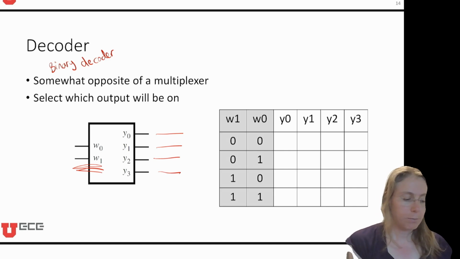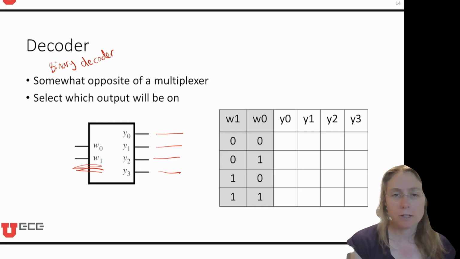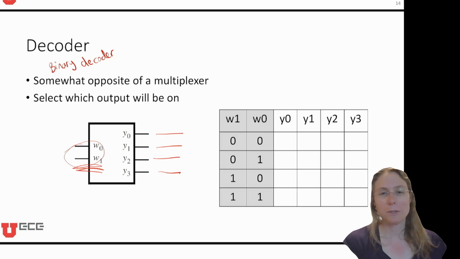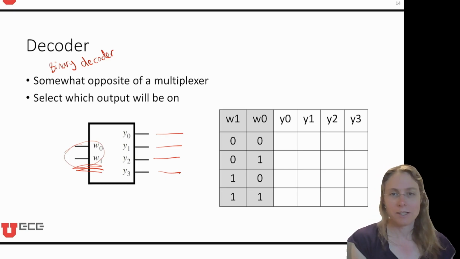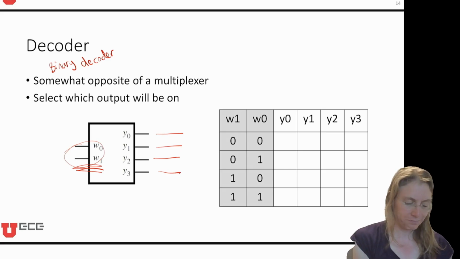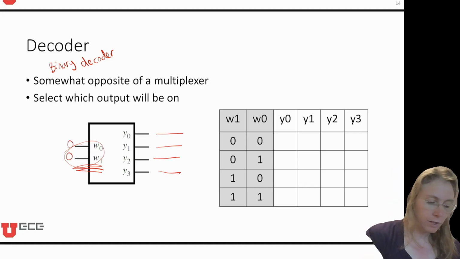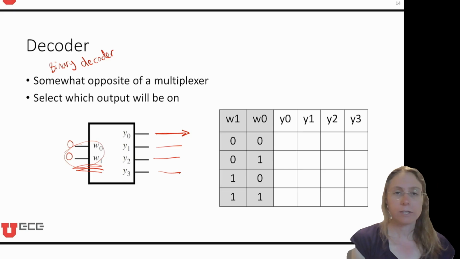And why I say this is a binary decoder is that I could use some other kind of code. These zeros or ones could be some secret code that you and I have to talk to each other. It doesn't actually have to be binary numbers. Okay, so let's take a look at this. If I input a 0, 0, that means I want to output a 1 on the first output wire.